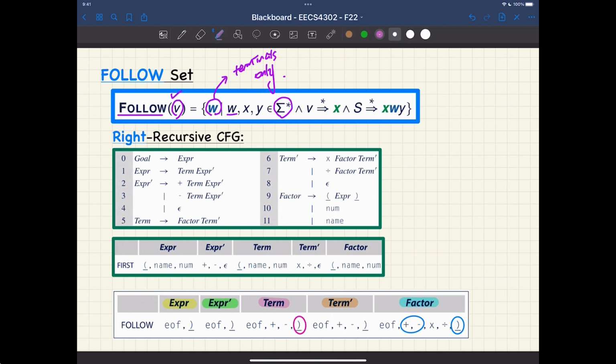V over here is the argument we pass. If the V can somehow be derived into some string X. Okay? And then this will be the start variable over here. And this will be the start variable.